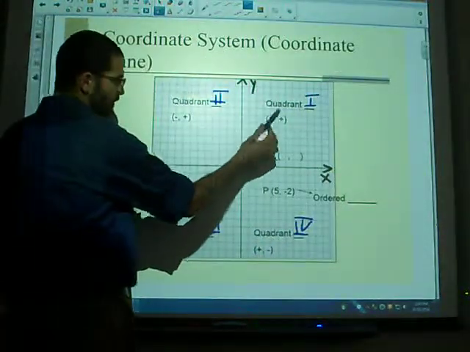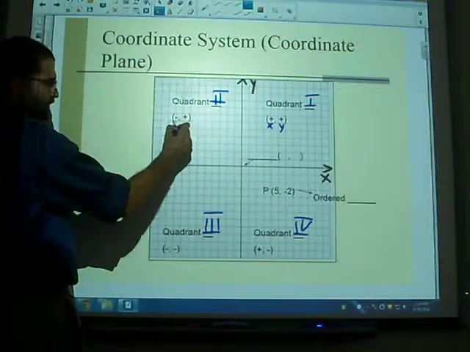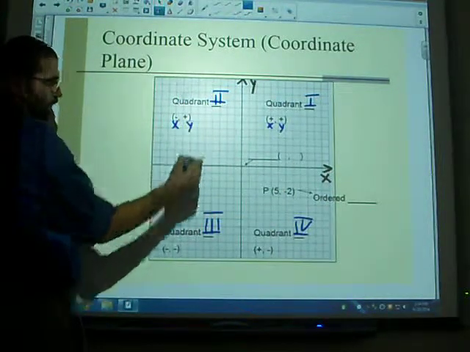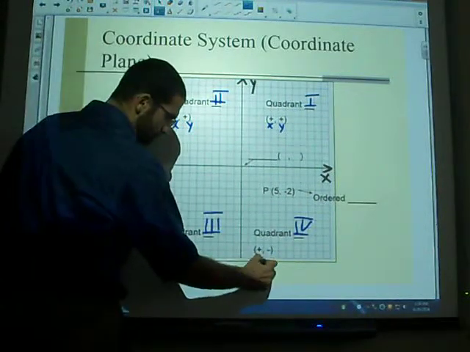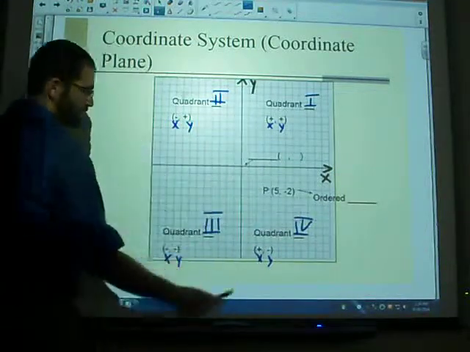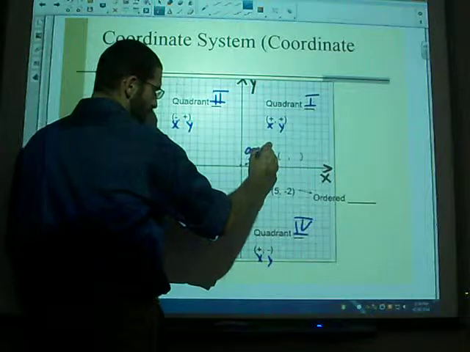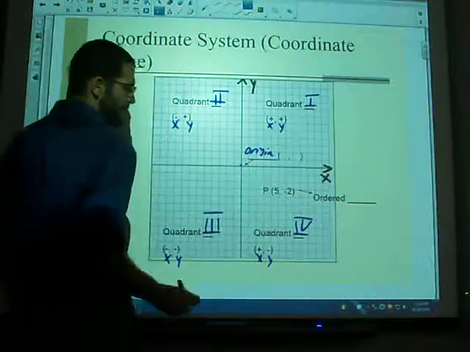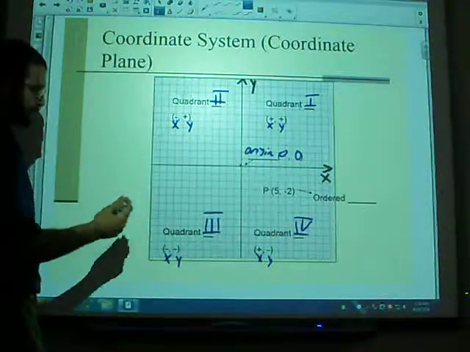Notice that in quadrant 1, the x and the y coordinate are both positive. In quadrant 2, the x coordinate is negative and the y coordinate is positive, and so on. So this is our x coordinate, these are y coordinates. This point right here is called the origin, and it's point 0, 0, where x and y coordinates are both 0.